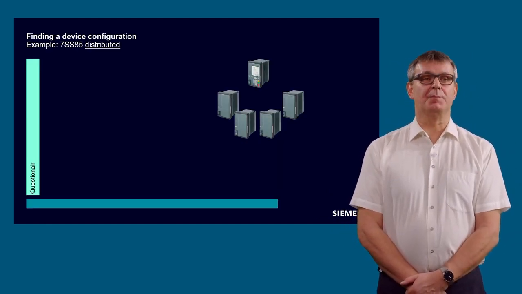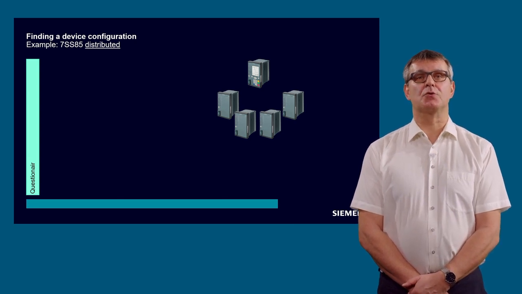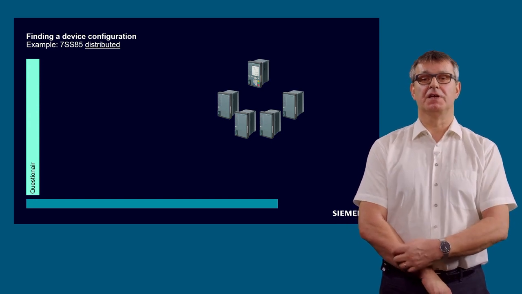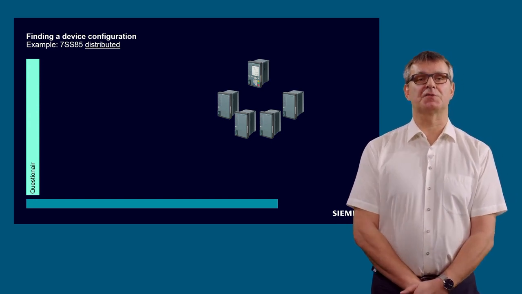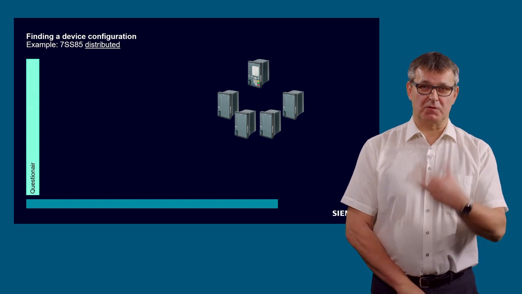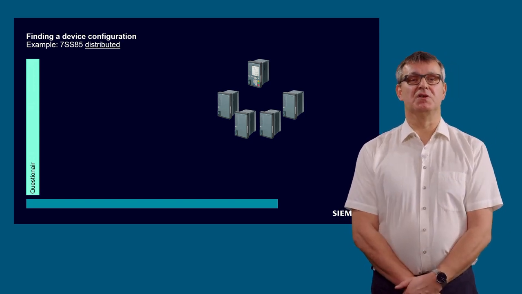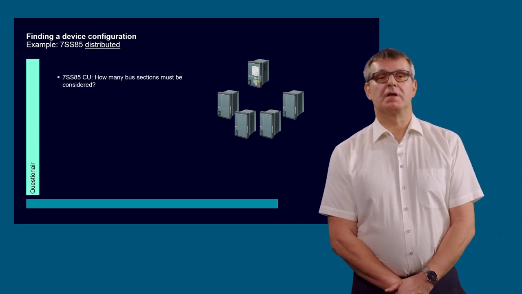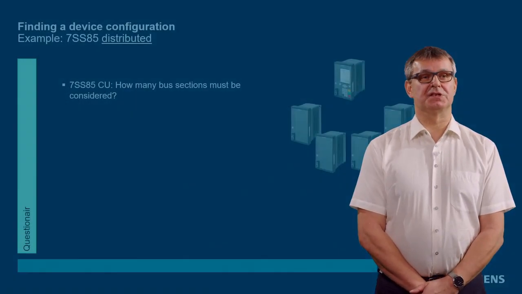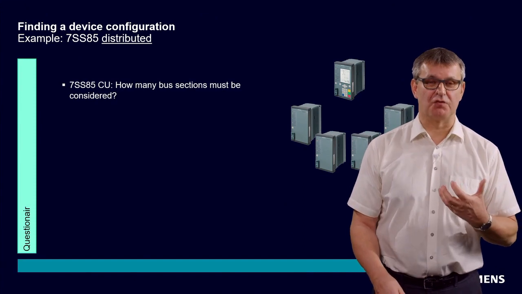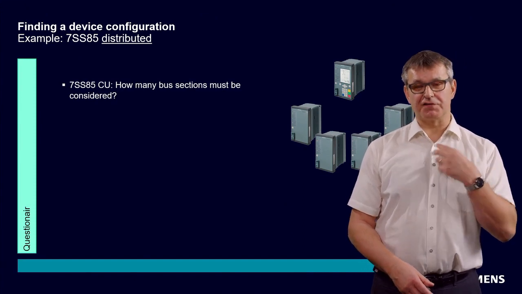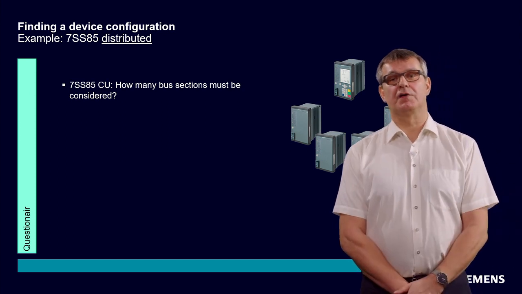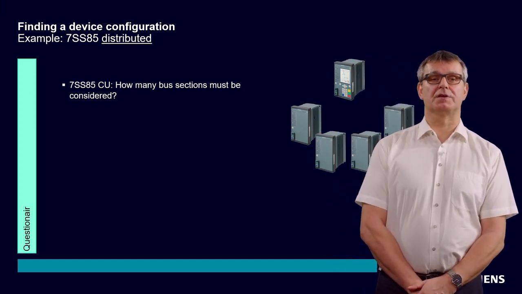Now I have completed explaining the centralized busbar protection and how to find the correct device type of a centralized busbar protection. But what about a distributed scheme? So we have to answer the same questions. How many bus sections must be considered? This question is necessary to find the correct type of the 7SS85 CU. It's not necessary to find the correct form of the bay unit or the merging unit.